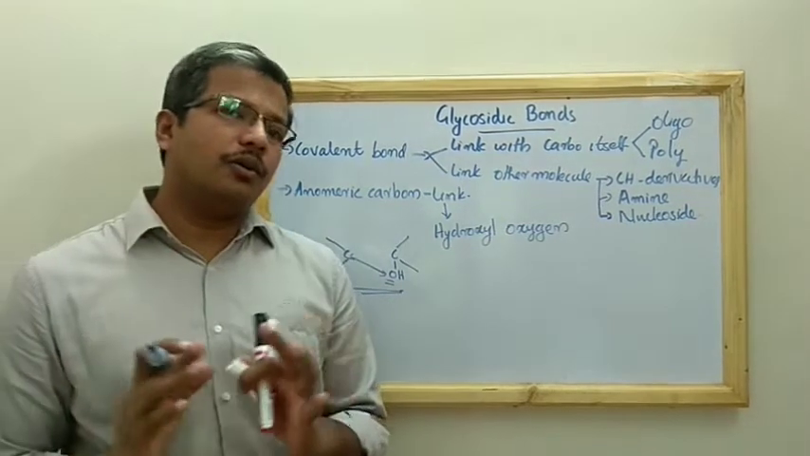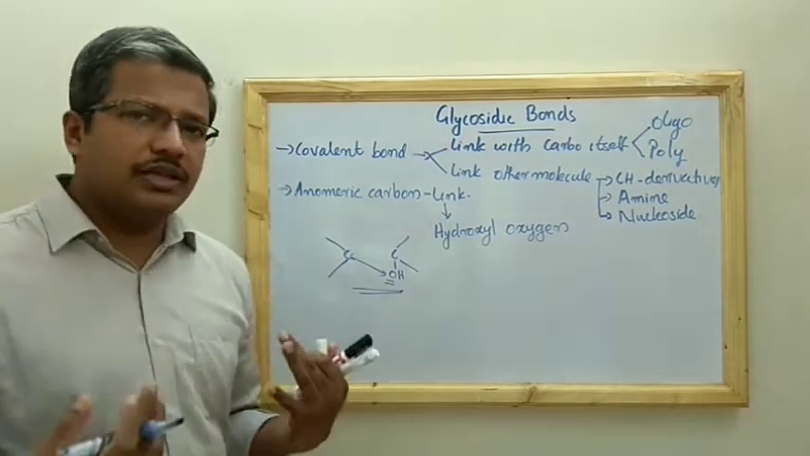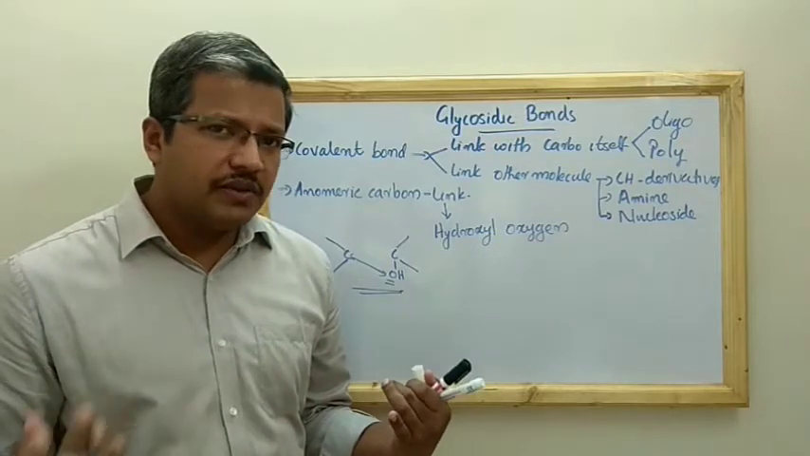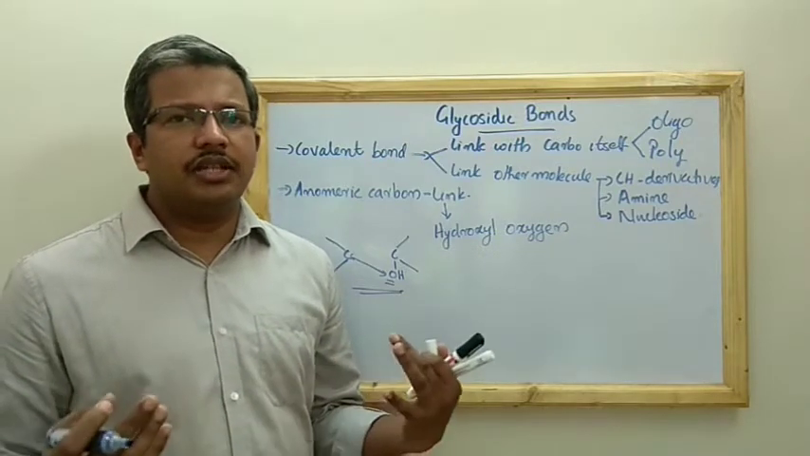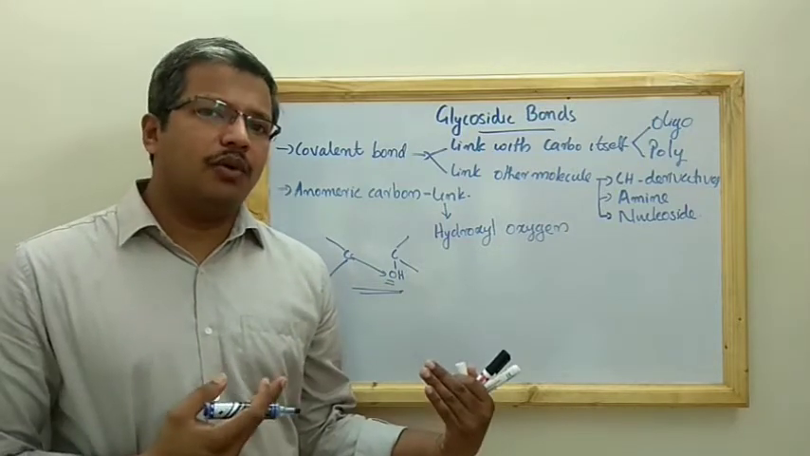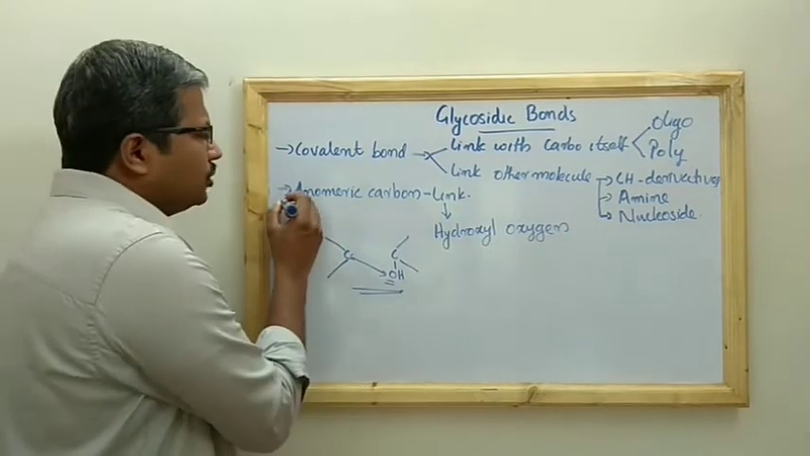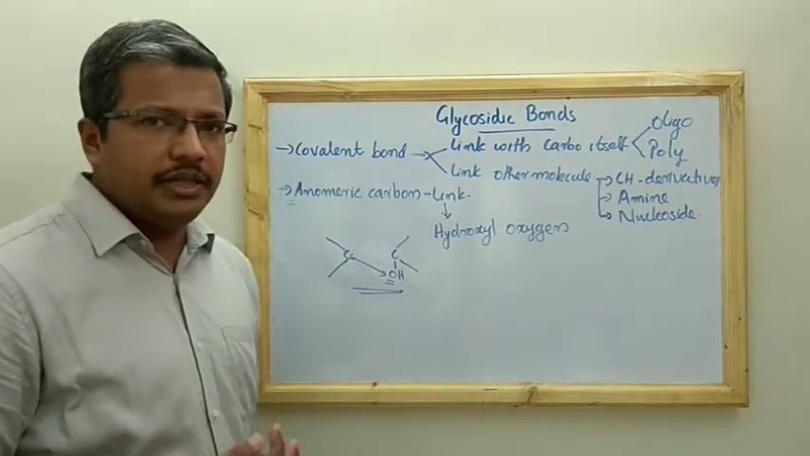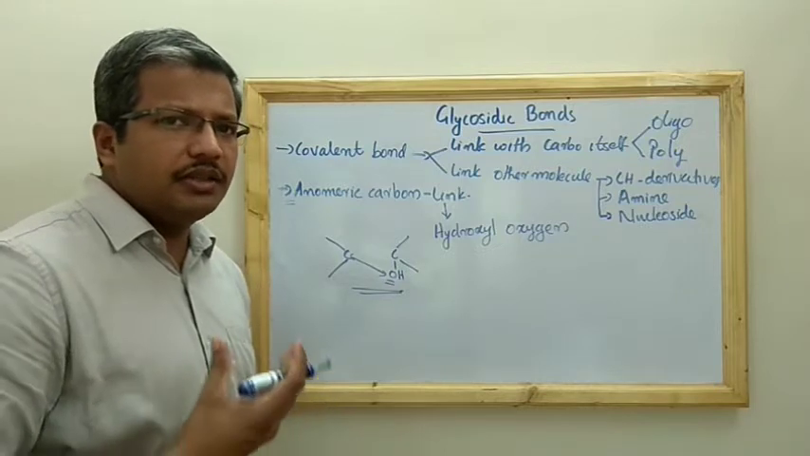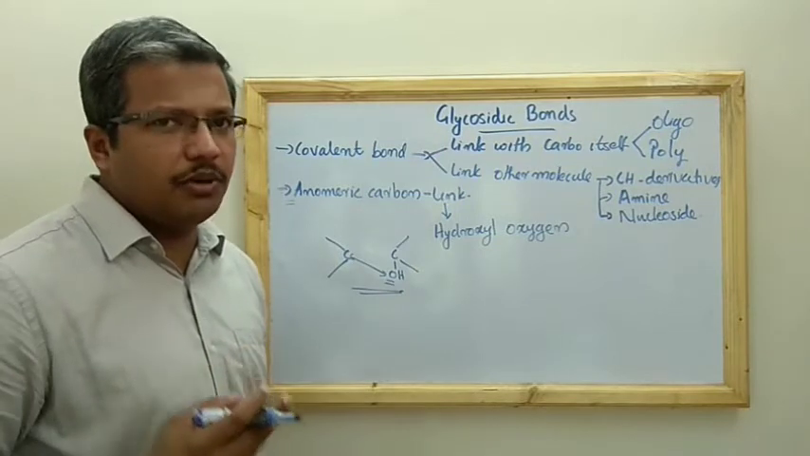But that is not always the case. The other carbons can also get involved in this process, especially when carbohydrate derivatives are formed. If you think about glucosamine, we can see that the second carbon is involved in bonding with the nitrogen. So in most cases the anomeric carbon will be linked, but in other cases other carbons are also involved in the formation of the glycosidic bond.